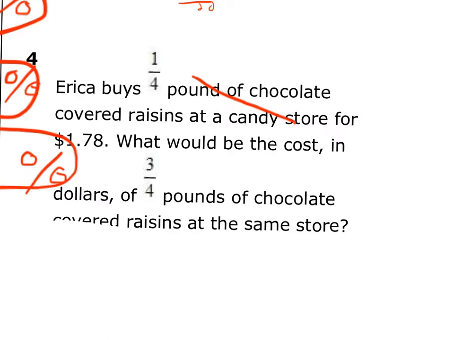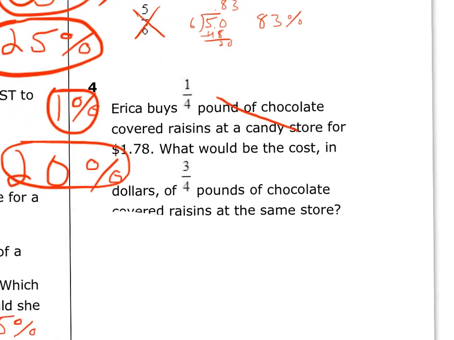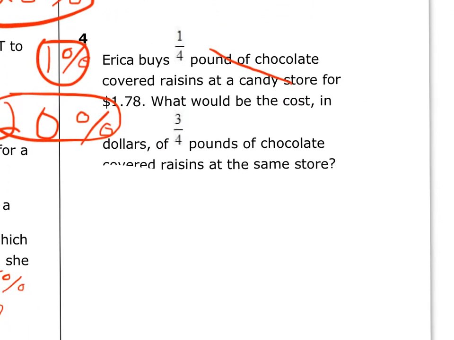Okay, on this last one, we are making a proportion. It says Erica buys 1/4 pounds of chocolate covered raisins at a candy store for $1.78. What would be the cost in dollars of 3/4 pounds of chocolate covered raisins at the same store? So we're making a proportion. Now what two things are we going to be comparing here? Pounds of chocolate raisins and then the price.